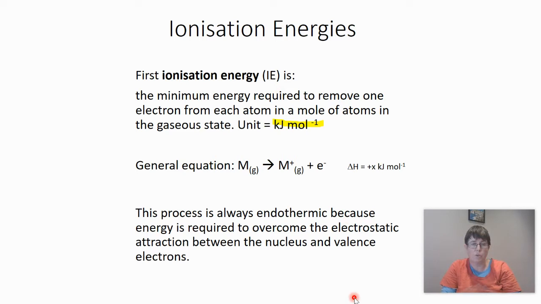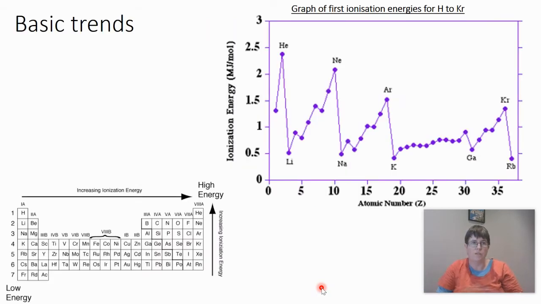So this process is always endothermic. That means it's going to absorb energy from its surroundings, because the energy is required to overcome the electrostatic attraction between the nucleus, which is positive, and the valence electrons, which are negative. That is the attraction holding the atom together, and so you need to add energy from the surroundings to remove that electron. So the first ionization energy is the first electron, and then the second ionization energy would be removing the second electron, and so on.